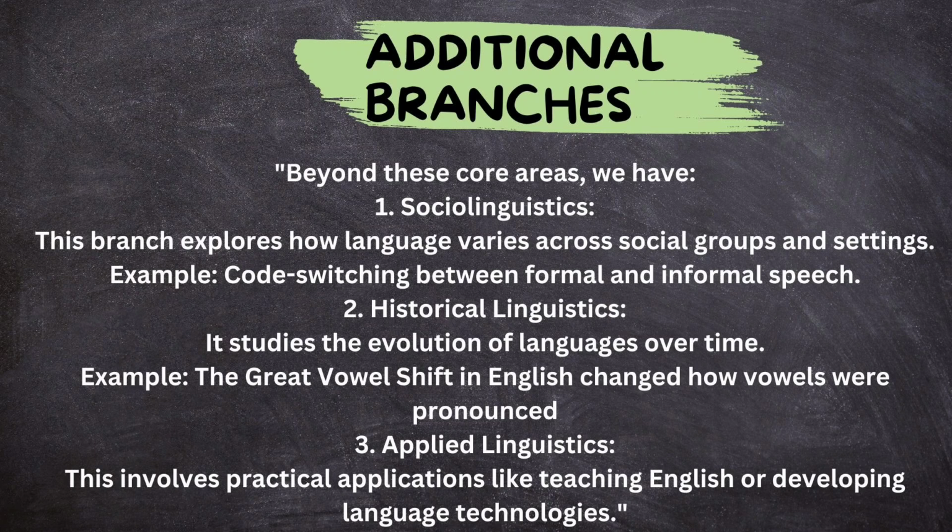So sociolinguistics is the branch that explores how language varies across social groups and settings, like code switching between formal and informal speech. And historical linguistics studies the evolution of language over a period of time. Like the great vowel shift, which I already talked about in the origins of the language. The great vowel shift in English changed how the vowels are pronounced. So we study this under historical linguistics.